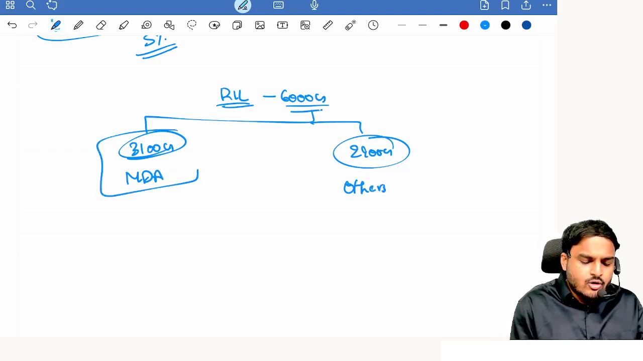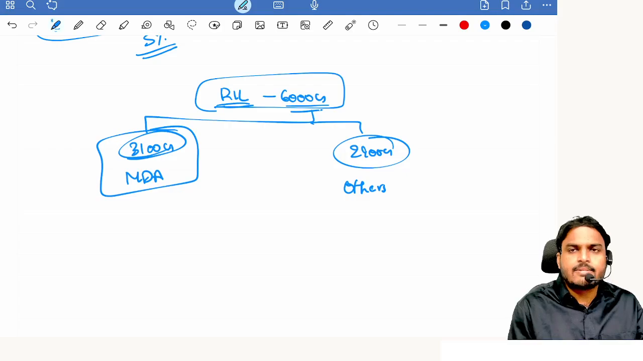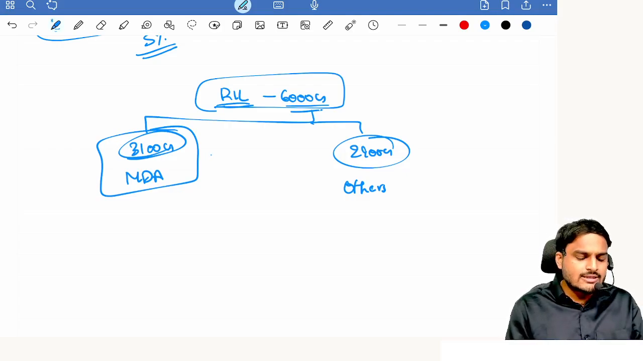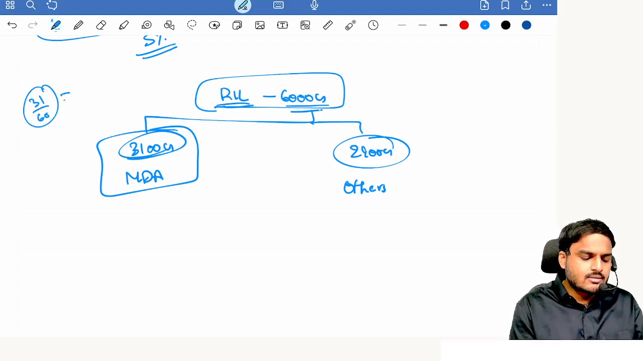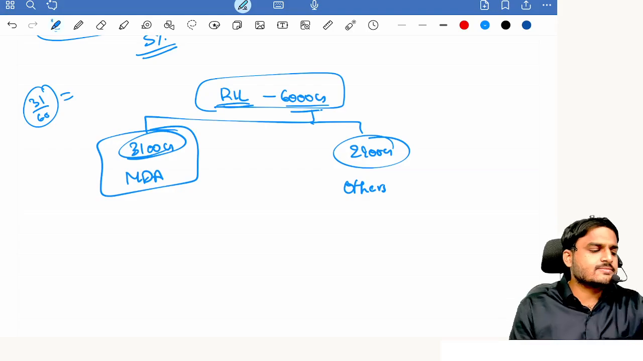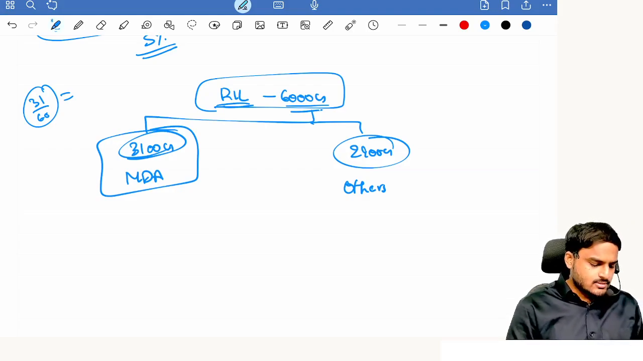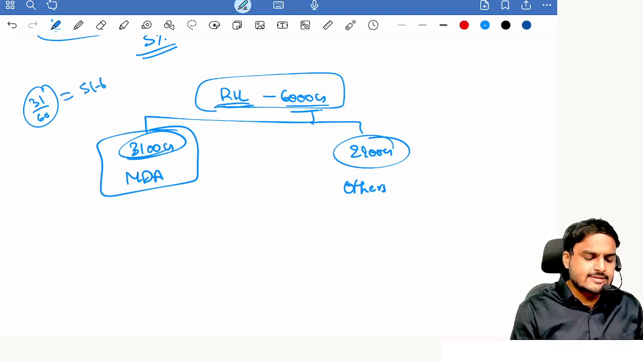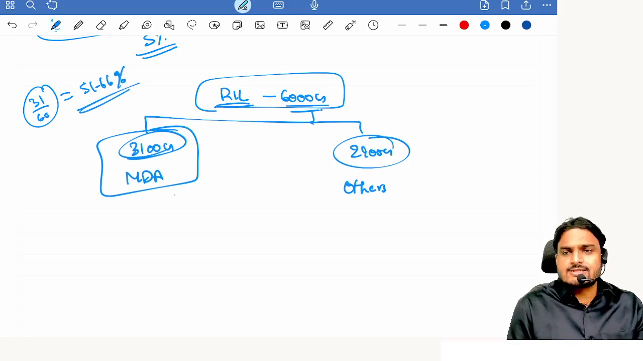Now how much control is Mr. Mukesh Dhirubhai Ambani having in this company? How much control is he having in the company? Just calculate 31 by 60, how much? More than 50, okay, I need the percentage. Just wait. So 31 divided by 60, it's 51.66 percentage, right? He is having 51.66 percentage.